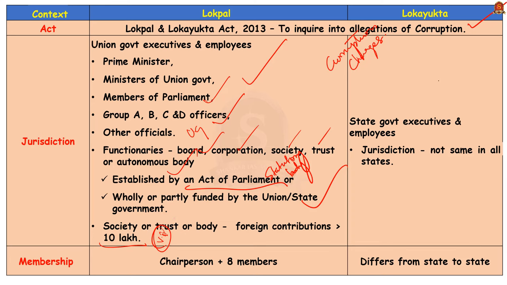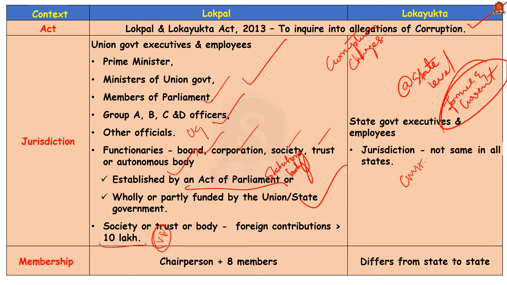See, these were established at the state level to inquire into allegations of corruption charges that are made against former and current state government executives and employees. The jurisdiction of Lokayukta is not the same in all states. In some states, apart from state government officials, the CM and state ministers are also brought under the ambit of Lokayukta, whereas in some states, the CM and ministers are excluded. Apart from this, Lokpal consists of a minimum of 8 members and a chairman, whereas Lokayukta consists of members differing from place to place, that is, state to state.